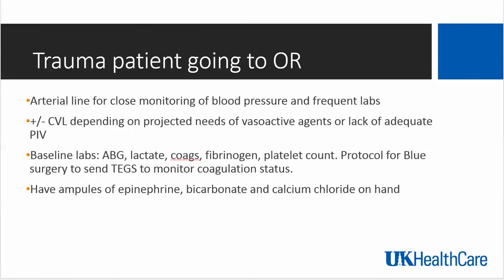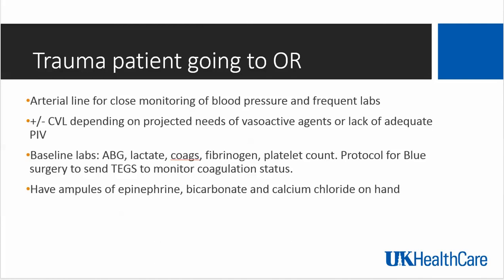In terms of access, place an arterial line for close monitoring of blood pressure and frequent labs. Depending on the projected needs of vasoactive agents or lack of adequate peripheral access, central venous line access should be considered. Baseline labs that should be sent off include arterial blood gas, lactate, coags, fibrinogen, and a platelet count. It has been protocol for our Blue Surgery Service here at UK to send TEG to monitor coagulation status.